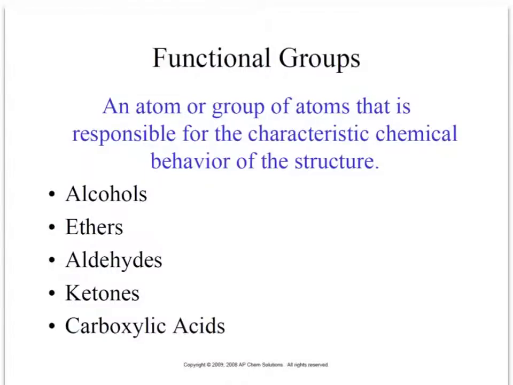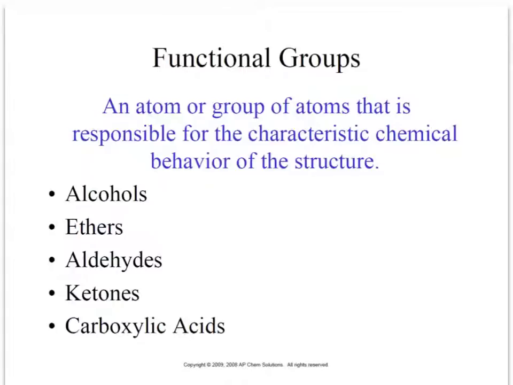And the last thing are functional groups. So functional groups are a lot like the secondary chains that we talked about, except instead of being alkanes or alkenes or anything like that, they are completely different structures. So these will involve other elements than just carbon and hydrogen. The functional groups we're going to talk about are alcohols, ethers, aldehydes, ketones, and carboxylic acids.